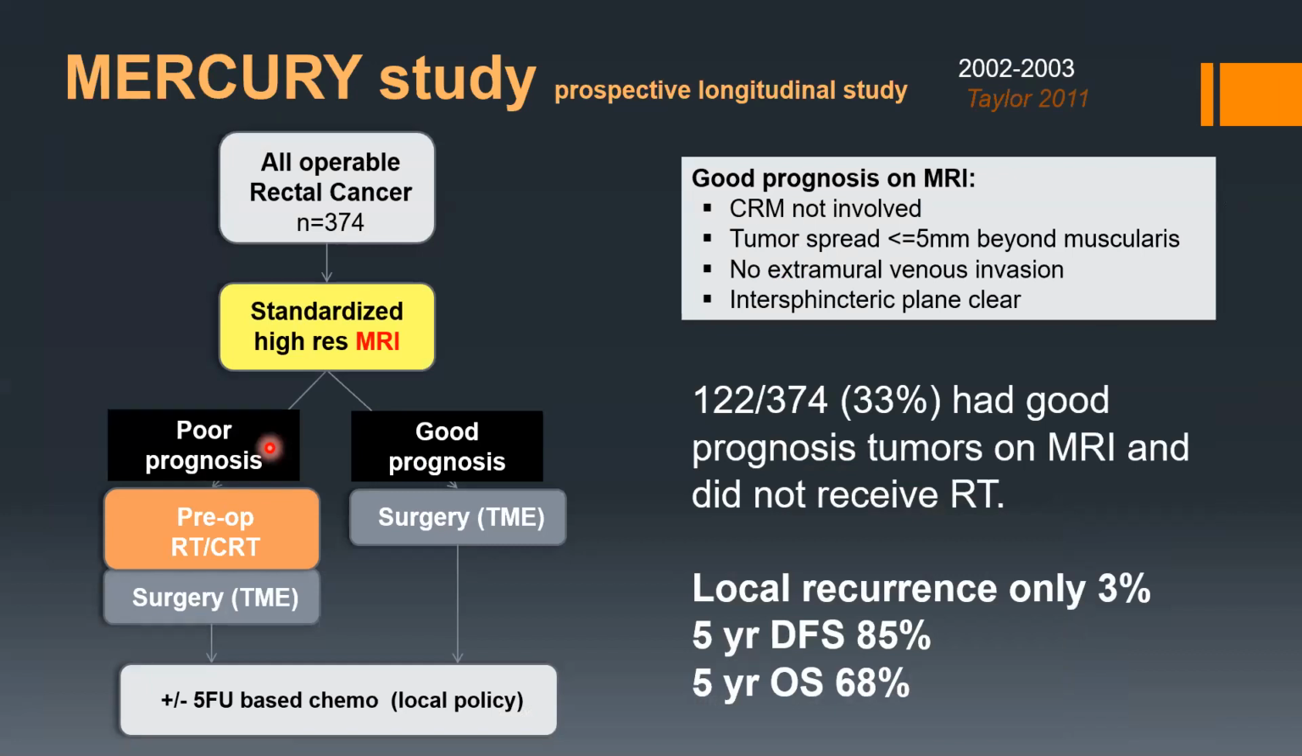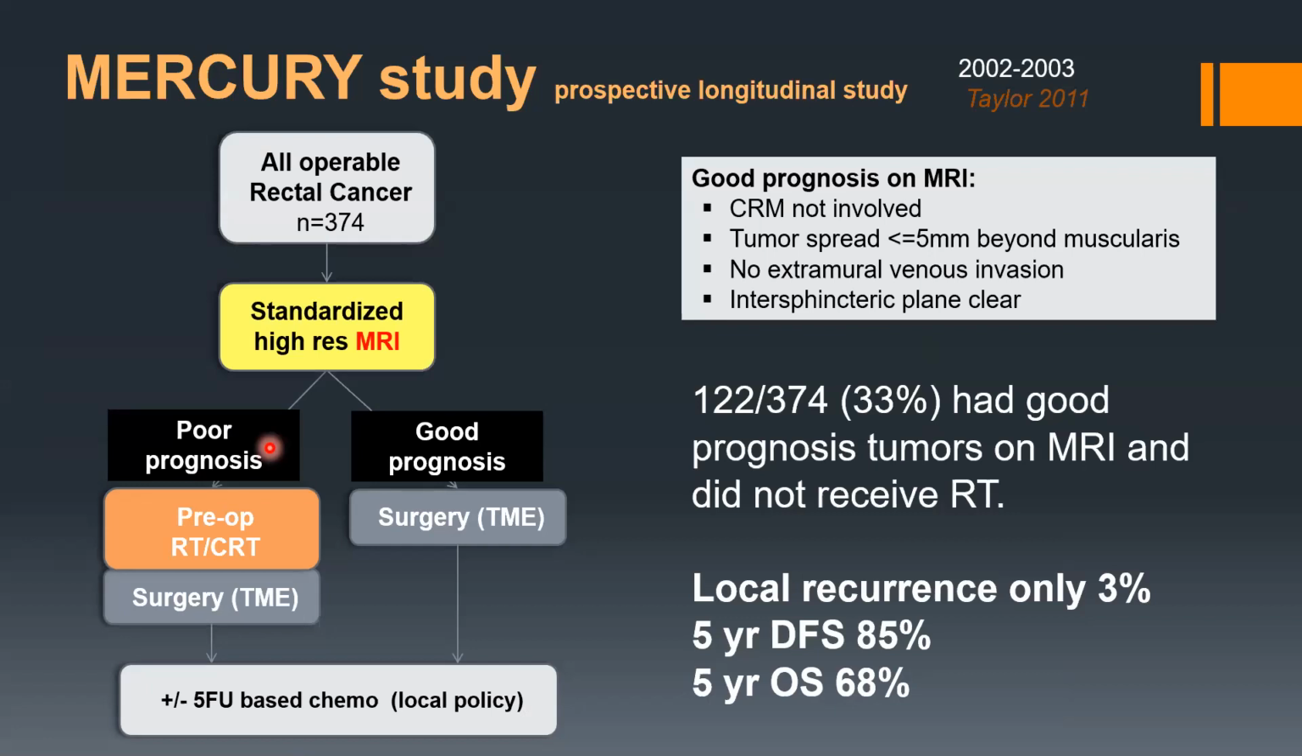The poor prognosis ones underwent preoperative radiation, chemoradiation, followed by surgery. The good prognosis ones did not have preoperative treatment. And good prognosis included CRM not involved, tumor spread less than or equal to 5 mm beyond the muscularis propria of T3a and b, no extramural venous invasion, a clear intersphincteric plane. So about a third of tumors had good prognosis on MRI and did not receive radiotherapy.